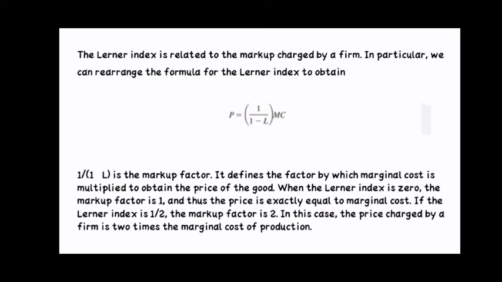When the Lerner index is 0, the markup factor is 1, and thus the price is exactly equal to the marginal cost. If the Lerner index is 1/2, the markup factor is 2. In this case, the price charged by a firm is 2 times the marginal cost of production, so it is way higher than the other one.